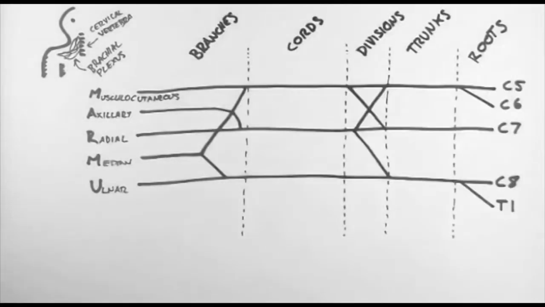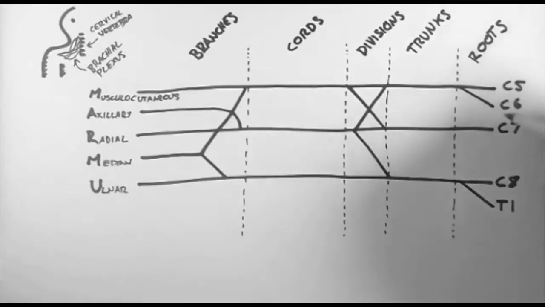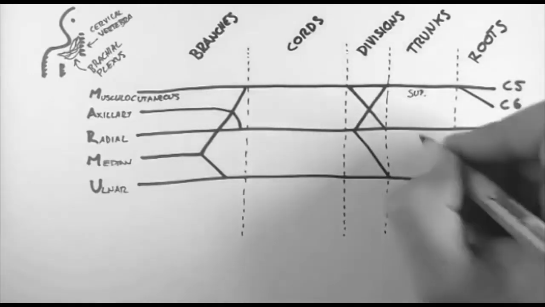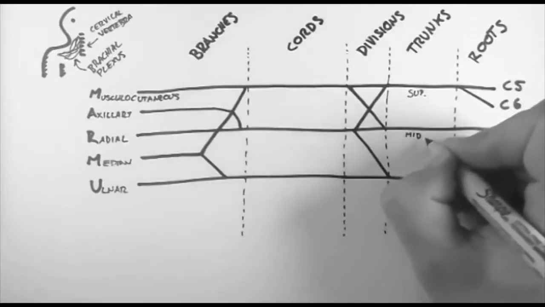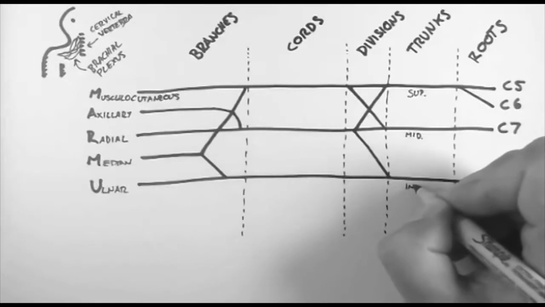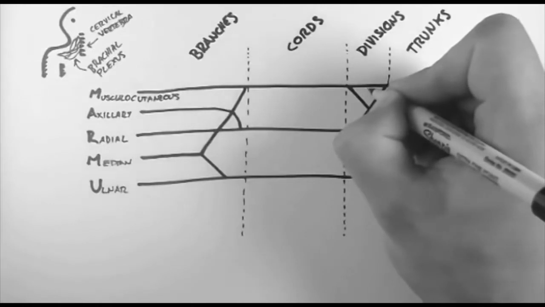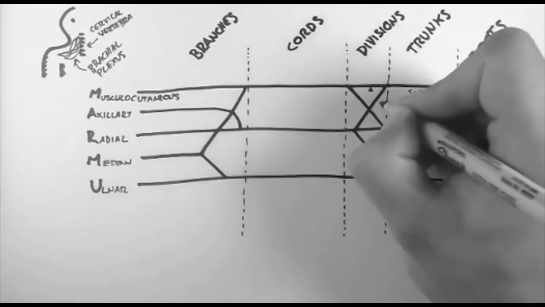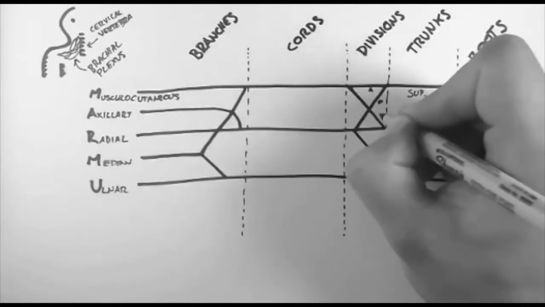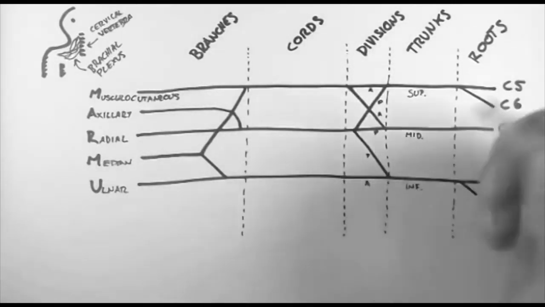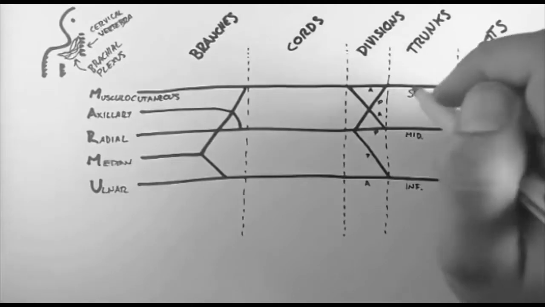So let's look at the trunks. We'll start by labeling those. The top one is the superior trunk, then the middle trunk, and then the inferior trunk. So that's pretty intuitive. So let's label the divisions. Here's an anterior division, then a posterior division, then an anterior division, then the posterior, and then the anterior.